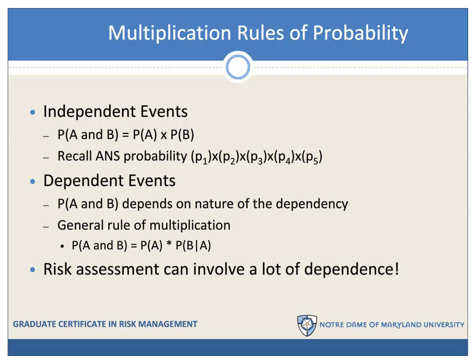Now we want to turn our attention to the multiplication rules of probability. How and when do you multiply probabilities? Here it's important to distinguish whether the events that we're interested in are independent or dependent events. When A and B are independent of one another, in other words, when the probability of A is in no way affected by whether B happens or not, and vice versa, then you have independent events.